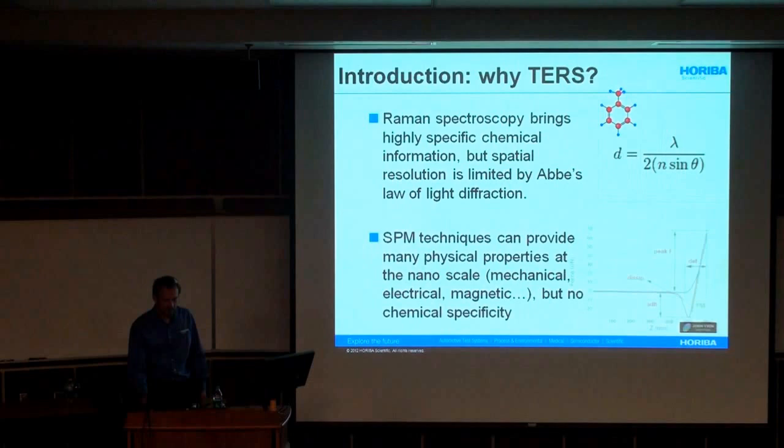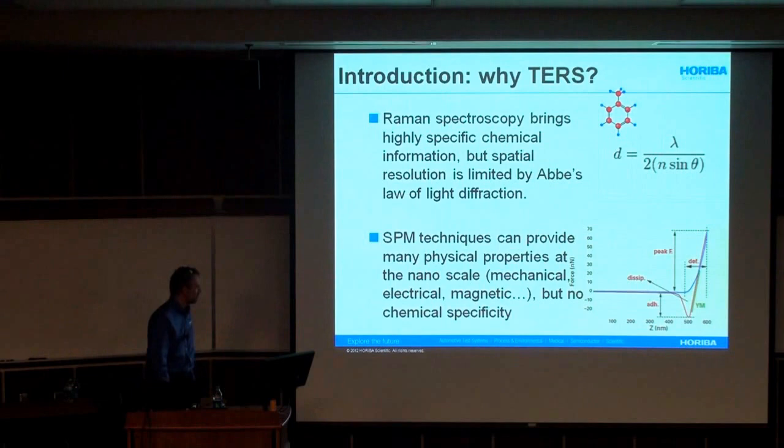The scanning probe microscope techniques can provide many physical properties like adhesion, deformation, energy dissipation, things like that, electrical properties, conductivity, capacitance, magnetic properties, etc. But it's not very chemically specific. In some cases, you can see contrast between different chemical species, but you can't really identify them.